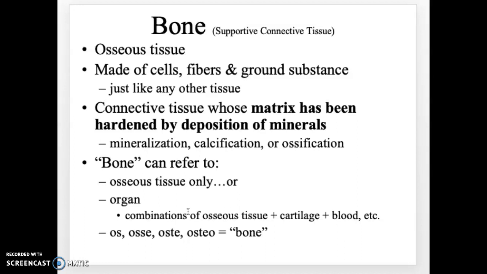So when you hear someone say bone, they can be talking about the tissue itself, or they can be talking about the organ, so including all the cartilage and blood with it. And then again, these are your prefixes.